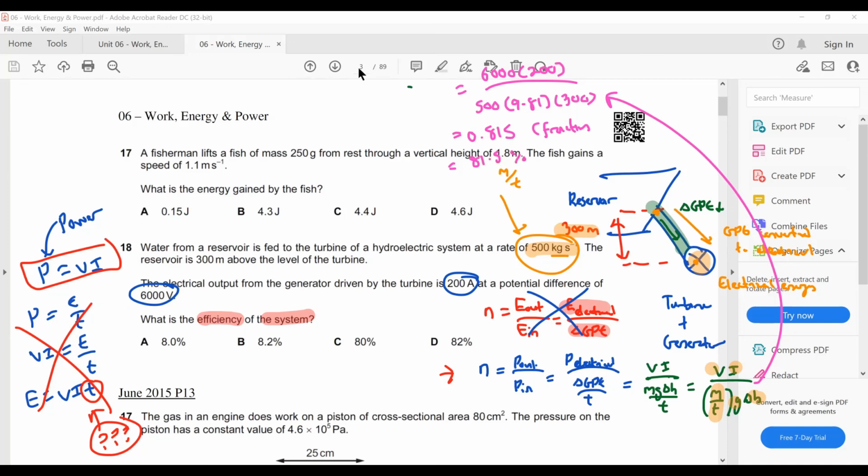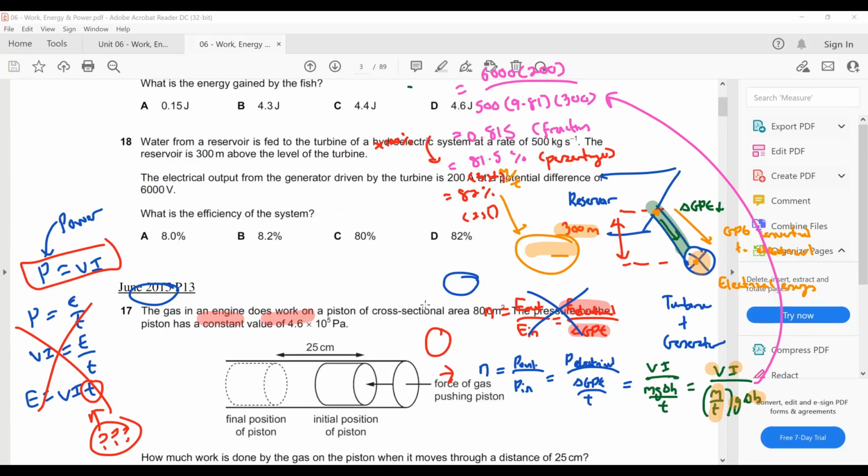This one is times 100% to get it in percentage form. Okay, so again, this is in 3 SF. You round it up to 2 SF, it's going to be 82%, which is answer D. So this is the efficiency of that system. So far, so good. Okay, so this one is fine.